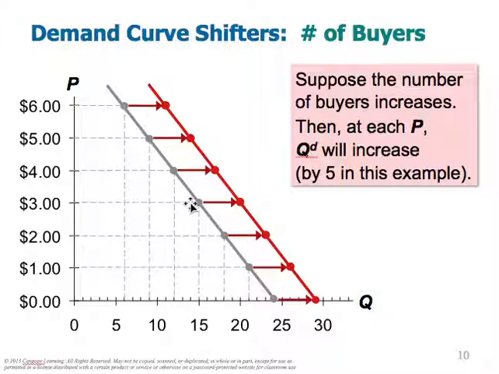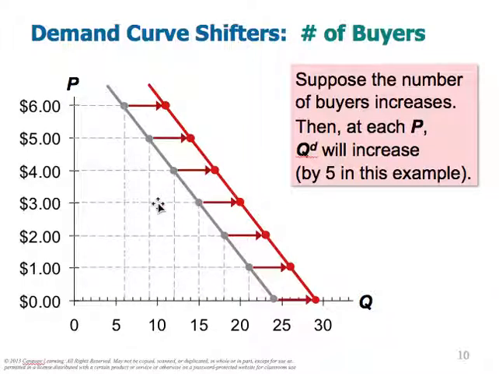The opposite case is the fall in demand, where the demand curve shifts to the left. If the demand curve shifts to the left instead of shifting to the right, we say that there has been a fall in demand. One such case is where we have a decrease in the number of buyers. If the number of buyers falls, then we can have a fall in demand. That means a leftward shift in the demand curve.